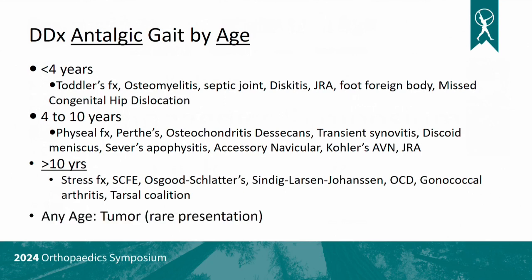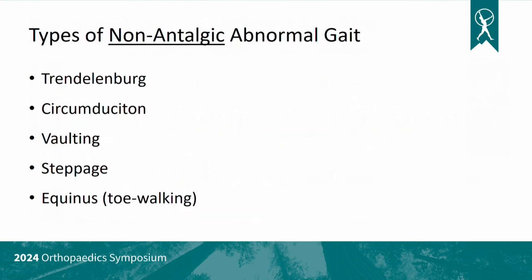Tumors are a pretty rare cause of limp. There's usually nighttime pain and other things that we think of more than just limp, but certainly that is something that sometimes is on parents' minds. They say, oh, my child's limping, do they have a tumor? And so those are things we always have to reassure patients about. So non-antalgic gaits can be described as these different types, and I'll go through each one of them. I have a slide for each, so I won't read through these.